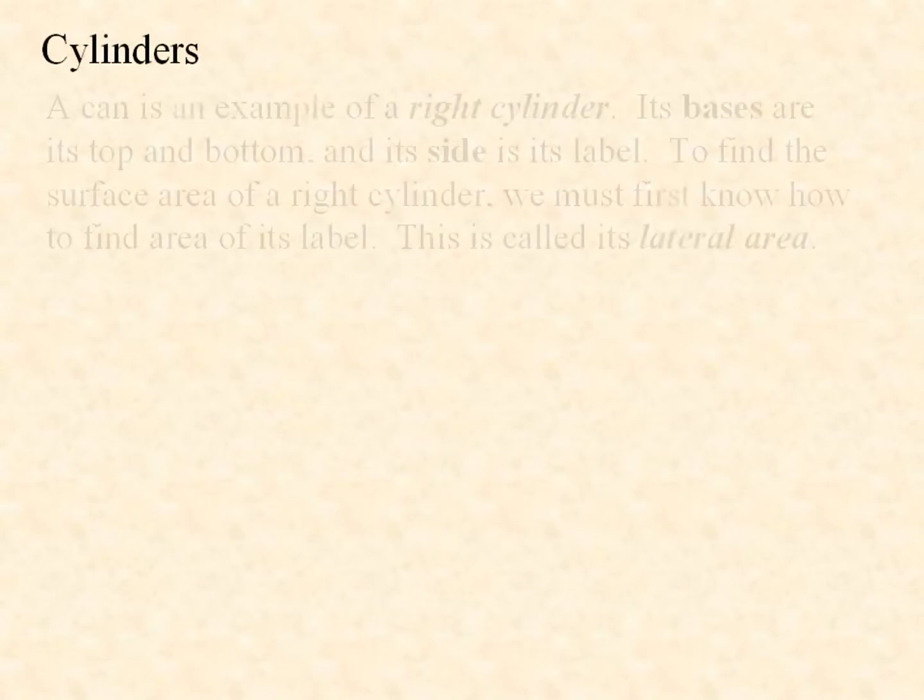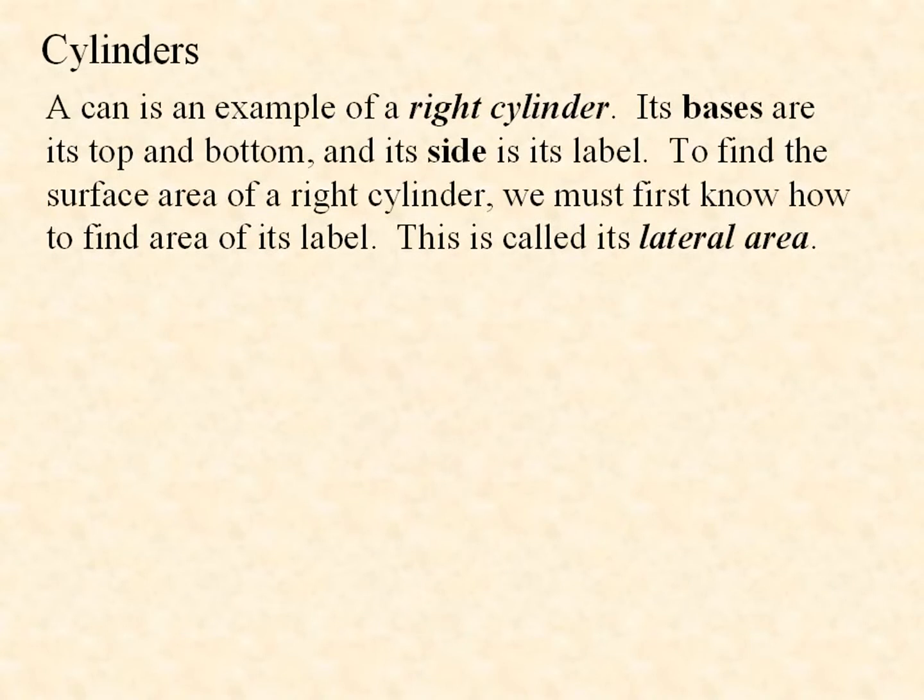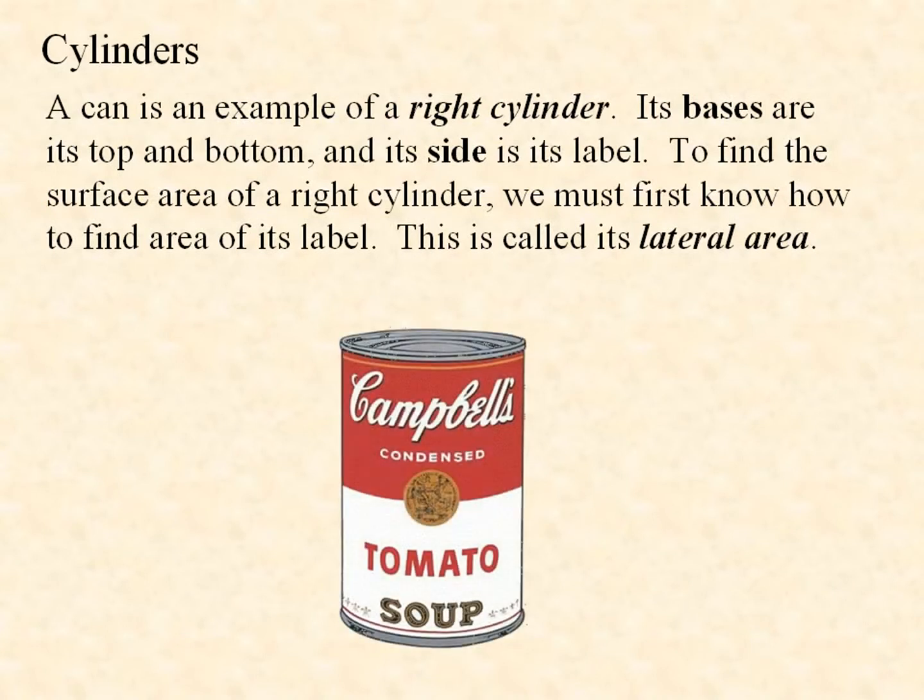Next, we consider cylinders. A can is an example of a right cylinder. Its bases are its top and bottom, and its side is its label. To find the surface area of a right cylinder, we must first know how to find the area of its label. This is called its lateral area.